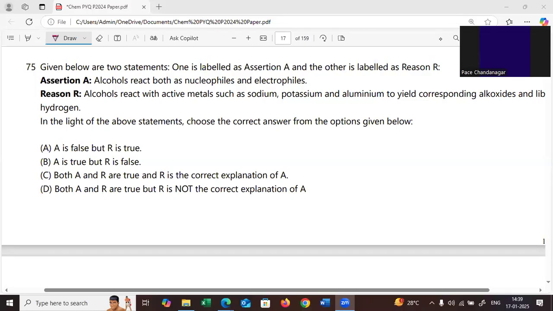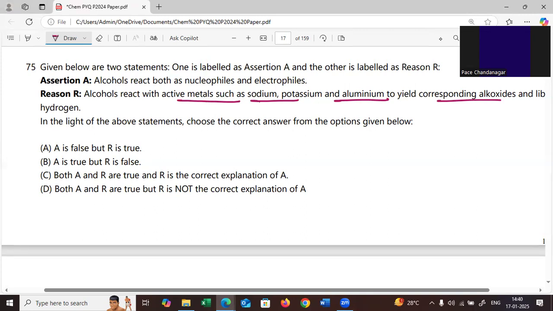Given below are the two statements. Alcohols react both as nucleophiles and electrophiles. So, what is it? Definitely, yes, it is a correct assertion. And what is the reason given here? Alcohols react with active metals such as sodium, potassium, and aluminium to yield corresponding alkoxides and liberate hydrogen.